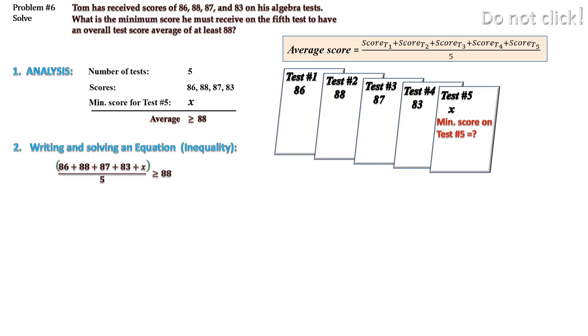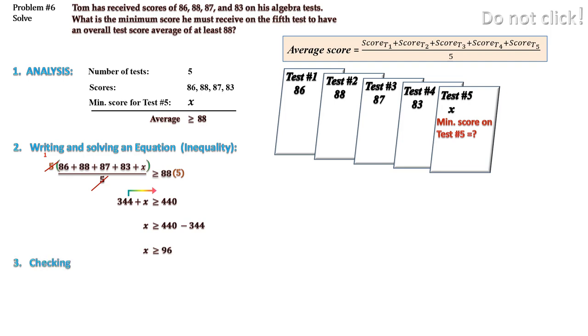We have to clear fractions, so we will multiply both sides by 5 and simplify. 5 over 5 is 1, and then we will have just 344 plus x greater or equal to 440. 344 we get by adding all test scores, and 440 we are getting from 88 times 5. Now we just need to solve this for x, moving 344 from the left to the right and simplifying. So x is greater or equal to 96.